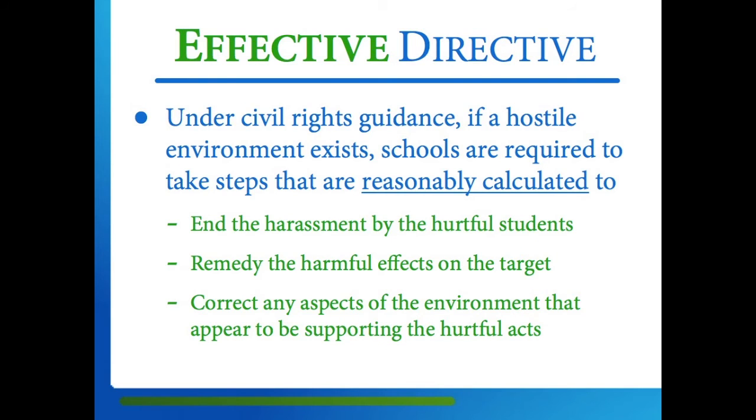The absolute best and most effective guidance that schools have received has come from the Office for Civil Rights at the U.S. Department of Education. If a hostile environment exists, schools are required to take steps that are reasonably calculated to end the harassment by the hurtful students, remedy the harmful effects on the target, and correct any aspects of the environment that appear to be supporting the hurtful acts. This is the framework for effective intervention.